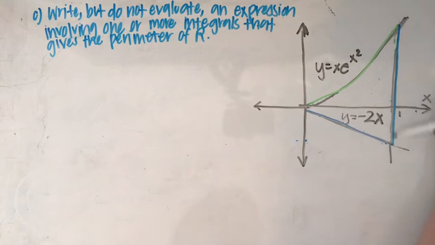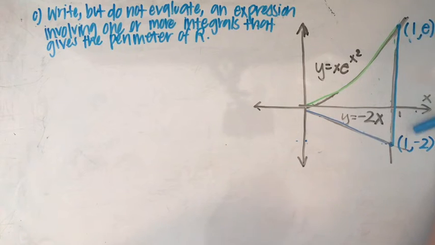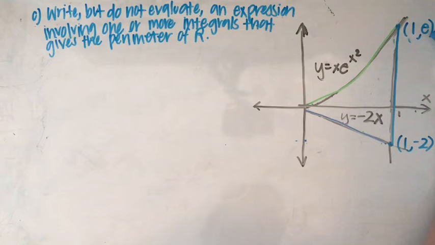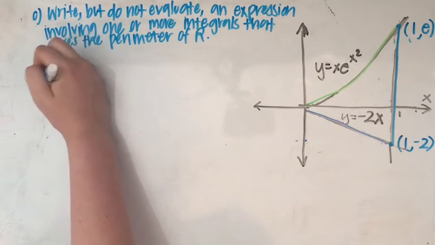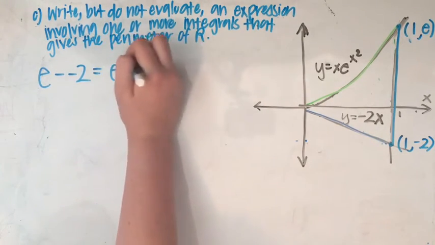Easiest one is going to be to find this length, right? The distance of this is really easy to find because it's at the same x value. So we just need to subtract the y's. So it's going to be e minus -2, which is just going to be e plus 2.